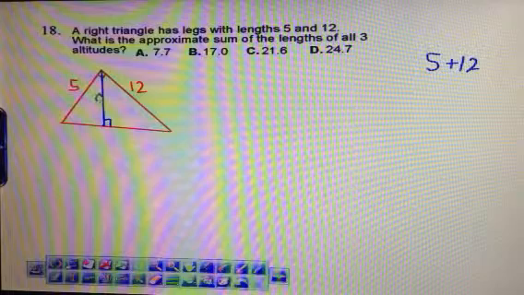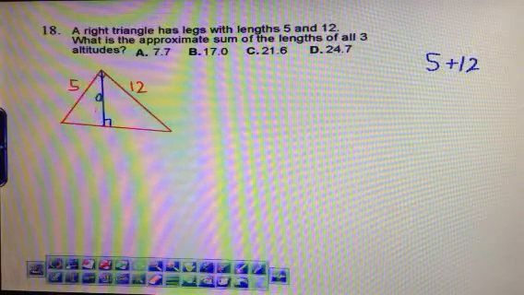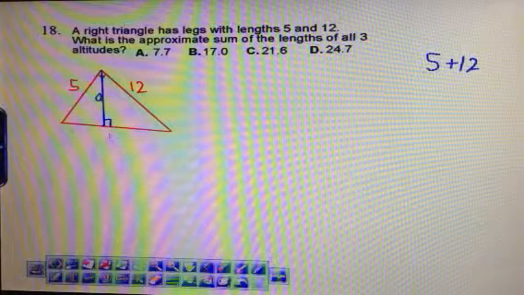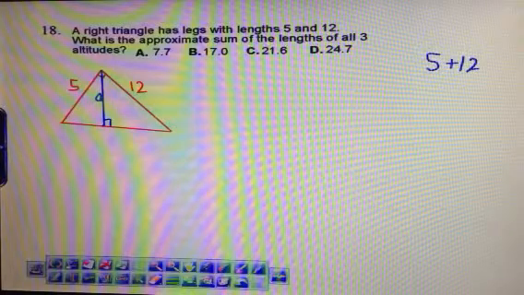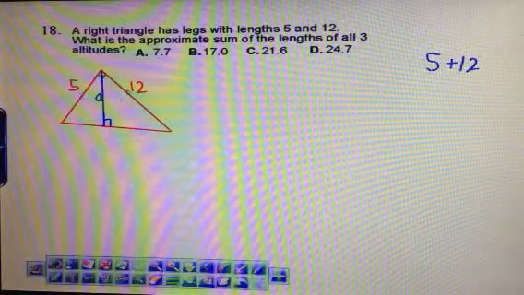If we let A be the altitude, then that's what we're looking for. Once we find that third altitude, we'll add it to the 5 and the 12 and we'll have our sum. We've got a right triangle. The big triangle is a right triangle where we know the two legs.